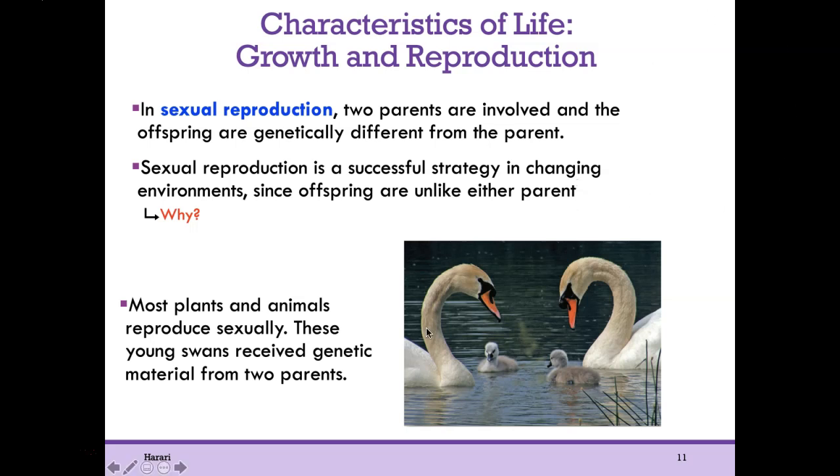Alright, so the example here is of these two swans that reproduce sexually, and these baby swans are genetically distinct from either of their parents. So most plants and animals reproduce sexually because of the various conditions on Earth that are always fluctuating.